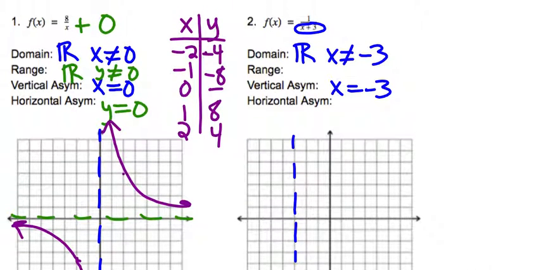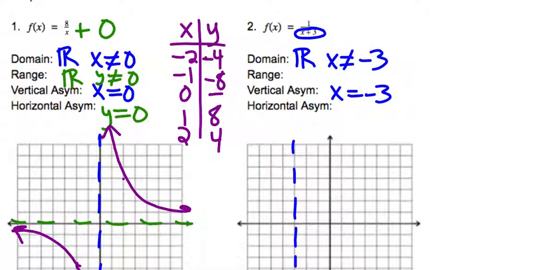Okay, we also need to look at our horizontal asymptote. Notice there's nothing out here again, so it's a +0. So our range is going to be all real numbers except y cannot be 0, which means we have a horizontal asymptote at 0. So again, this is going to provide us the structure. Notice our graph is just going to be shifted to the left a little bit.